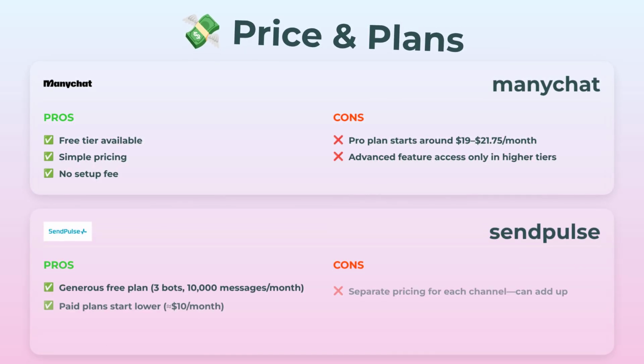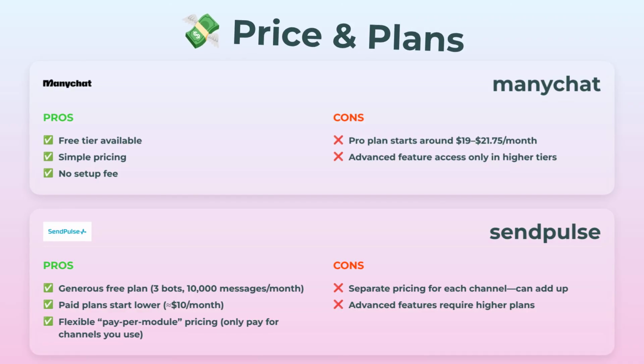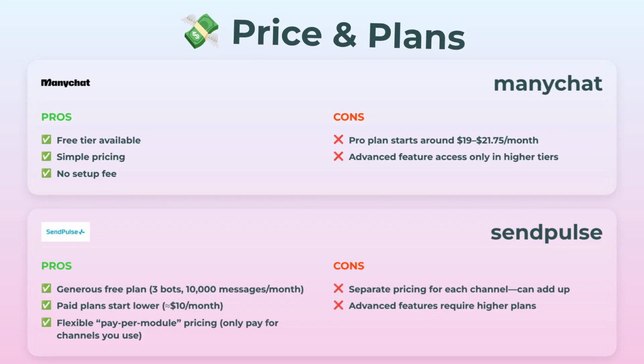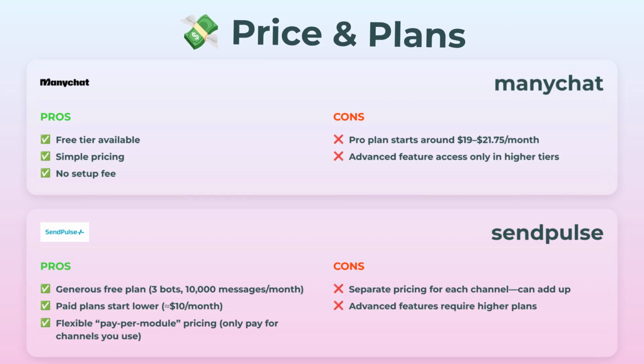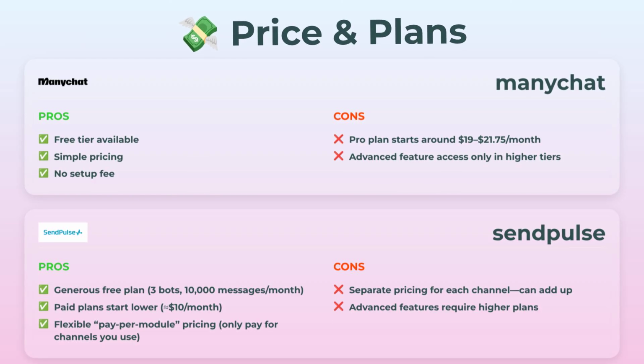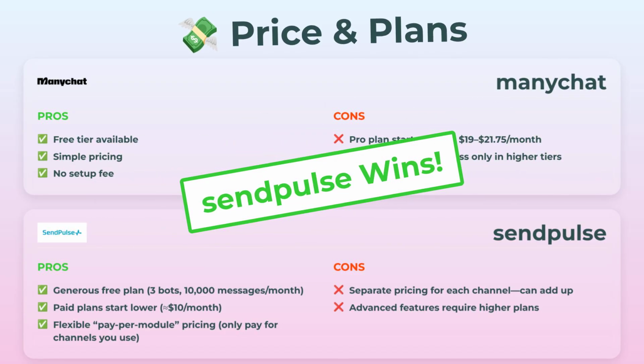Now, with SendPulse, what honestly jumps out is how generous the free plan is. You get up to 3 bots and a whopping 10,000 messages a month. Paid plans come in lower, starting around $10, and they do this neat pay-per-module thing where you literally only pay for channels you use. But, and here's the catch, if you start stacking those channels up, it can totally add up. So, who's winning here? For most folks watching their pennies, SendPulse totally takes the lead.